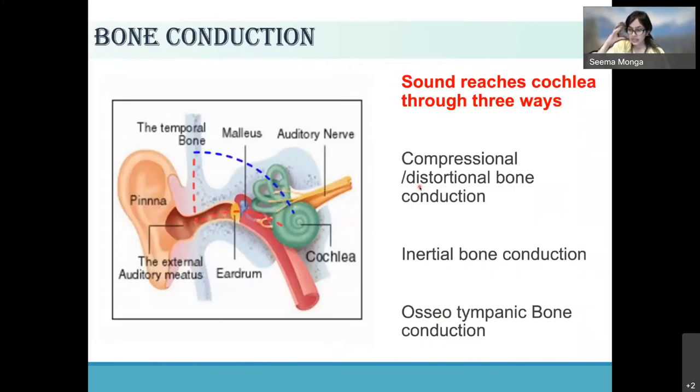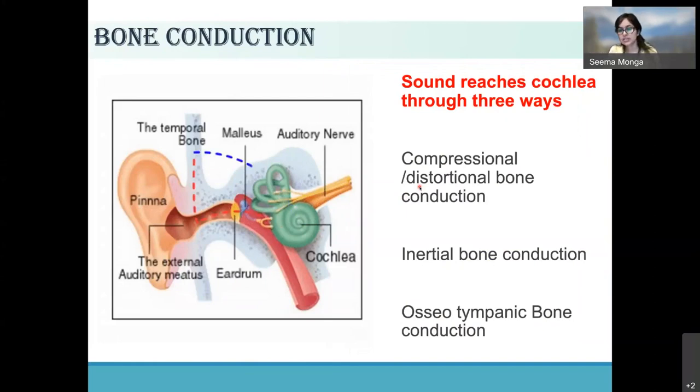So that was the air conduction that I'm talking about. How do we check the bone conduction? First of all, we all know the theory behind bone conduction. How do we hear when a bone conduction is done? When we vibrate the mastoid, the sound will go through 3 pathways inside the cochlea.